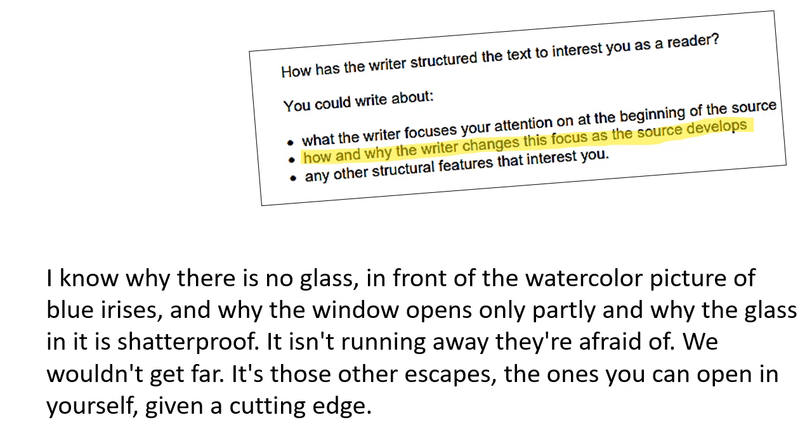Have a look at this from chapter 2. I know why there's no glass in the front of the watercolour picture of blue irises, and why the window opens only partly, and why the glass in it is shatterproof. It isn't running away they're afraid of. We wouldn't get that far. It's those other escapes, the ones you can open in yourself, given a cutting edge.